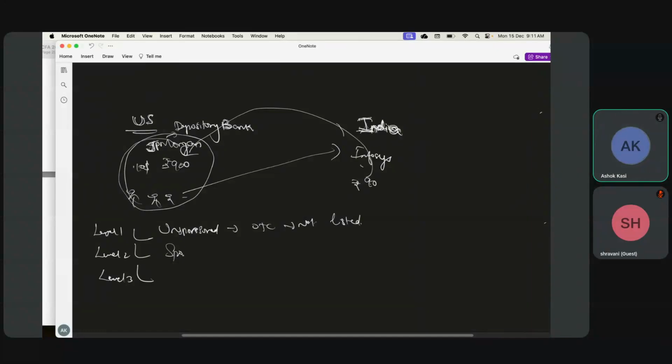Then the second one is sponsored. The third is also sponsored. What does sponsored mean? In the second one, Infosys, because there are many investors there, might decide to list their shares. So it is listed. In the third one, they are raising capital and listing.